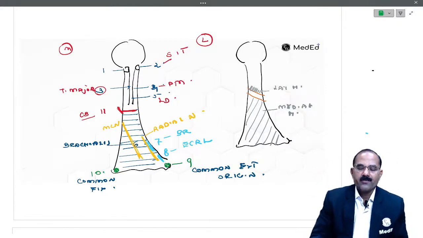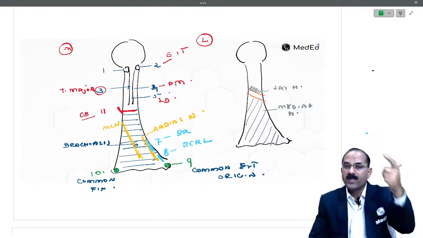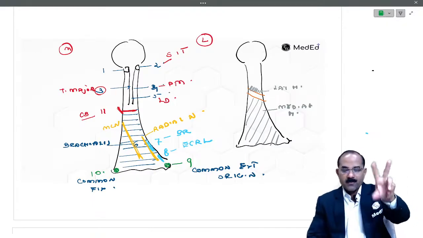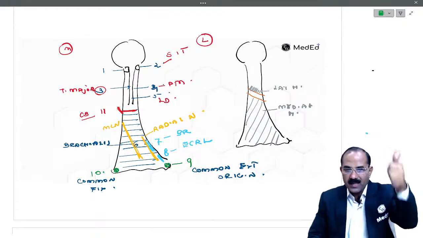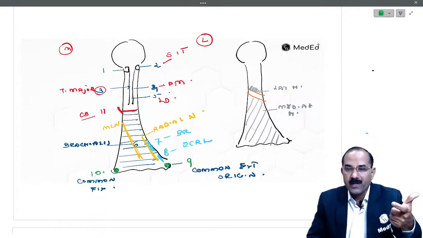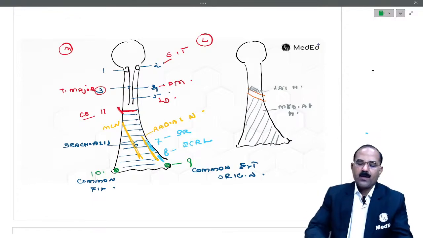And this medial head of triceps receives nerve supply twice: once in the axilla, and the second time in the spiral groove. So the medial head of triceps is supplied twice by the radial nerve. Why? Because the medial head is the largest head of triceps. Okay, just remember this.